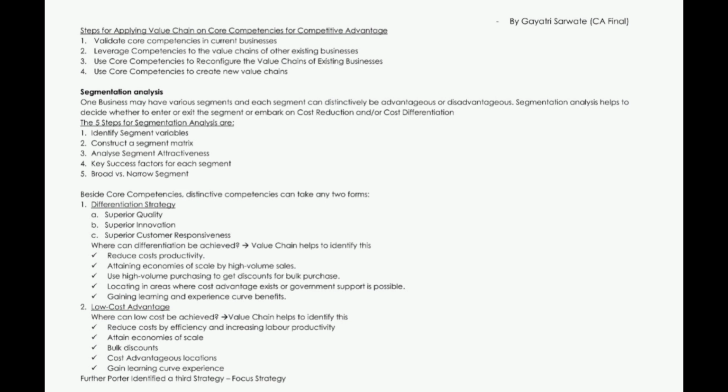And by using these three types of analysis, that is industry structure analysis, segmentation analysis and core competencies analysis, we create value for the business. And this is included in the value chain analysis. Along with value chain analysis, when we do strategic positioning analysis and cost driver analysis, we get strategic cost management.